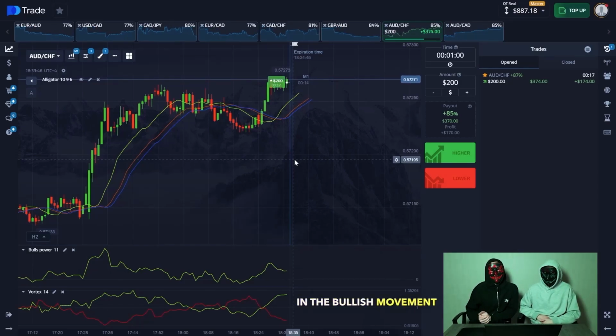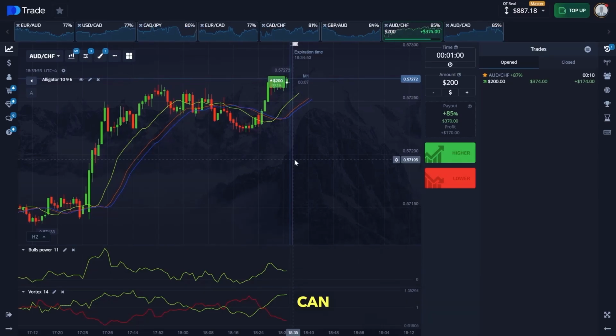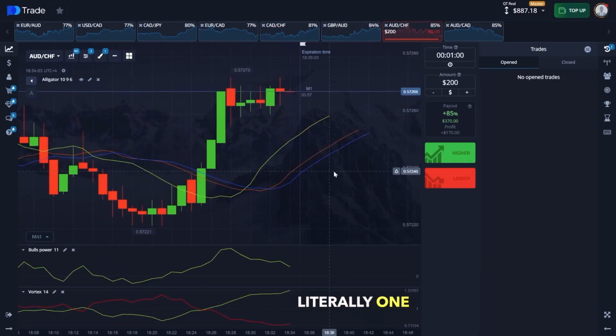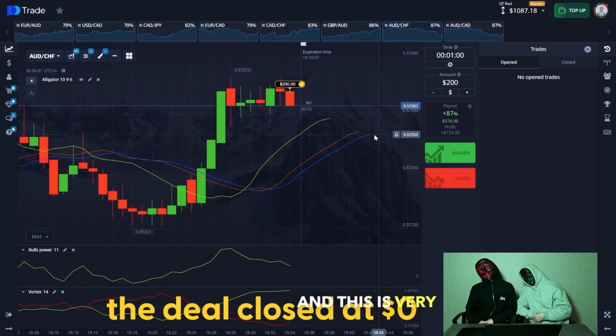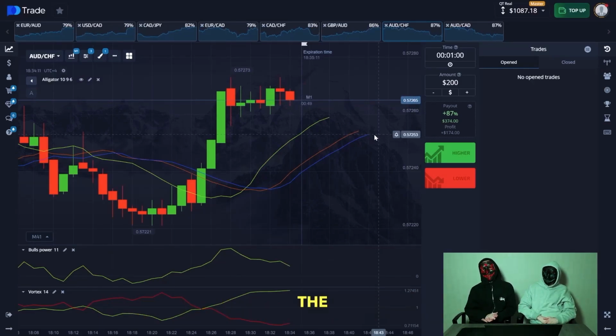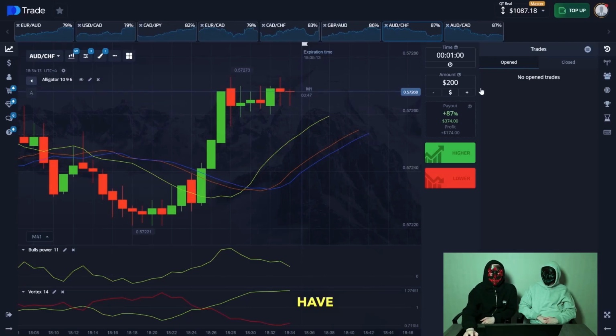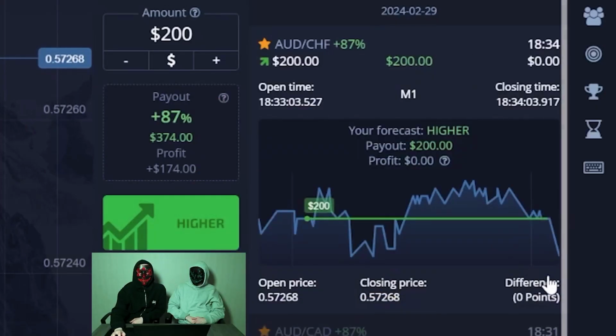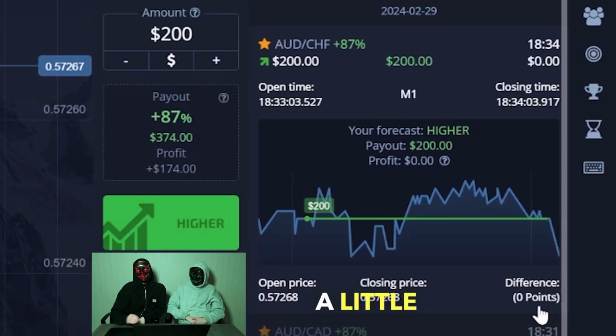In the bullish movement of the market, can you imagine, friends? Literally 1 or 2 points, and this is very strange. Look, simply 0 points. The deal closes at 0 and we could have earned more than $100 with you. But the quotes fell a little.